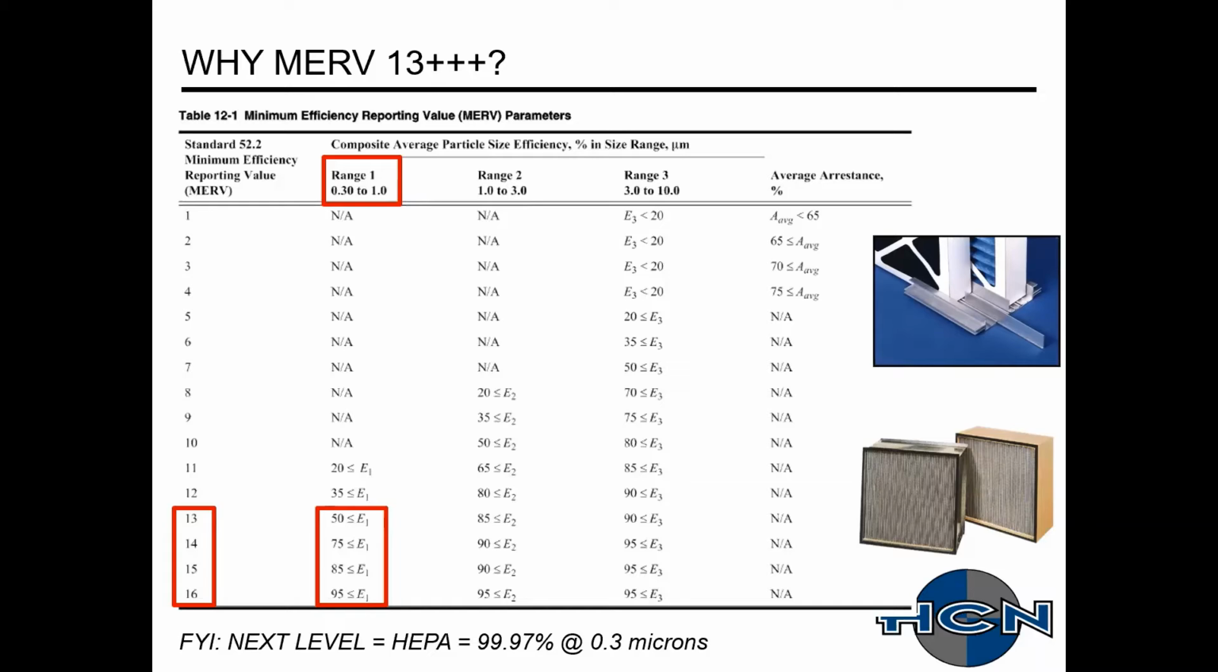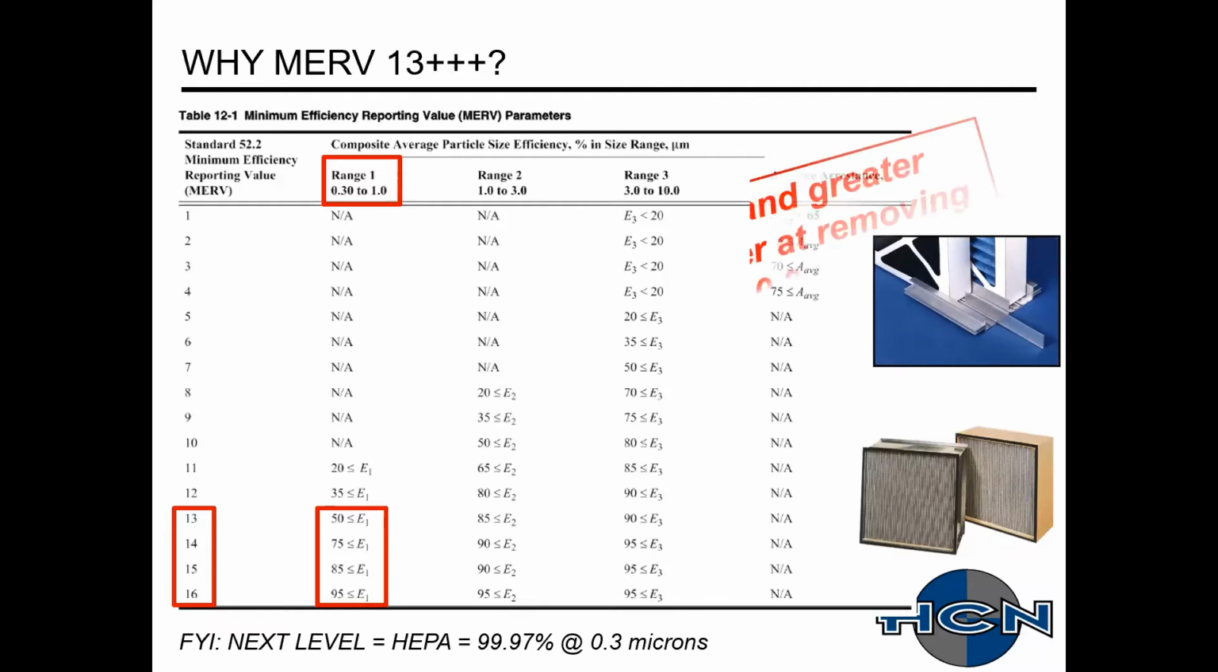And so I've highlighted just MERV 13 and 16, and also the small microns of 0.3 to 1.0. The other thing I want to point out is that in today's discussion, we'll talk about HEPA filters. HEPA filters are not on this chart, but they are the next level greater of filtration, where instead of MERV 16 having 95% efficiency, HEPA filters have an efficiency of 99.97%.